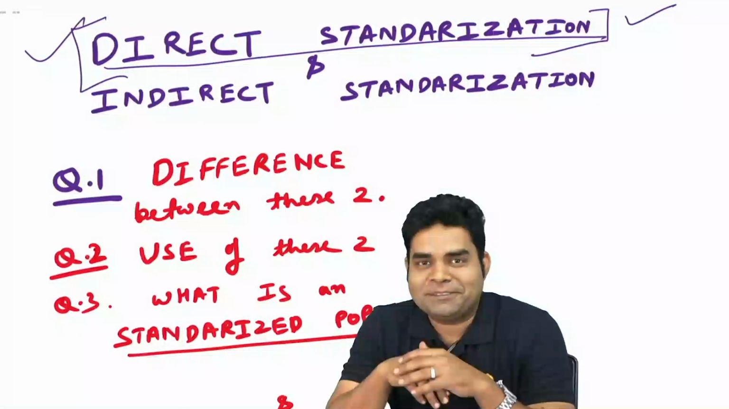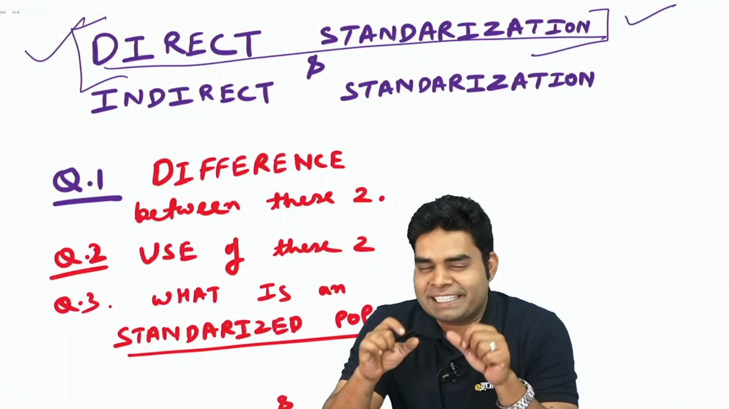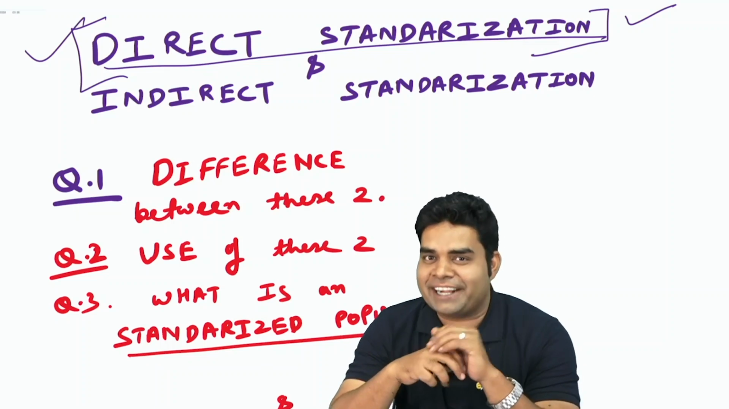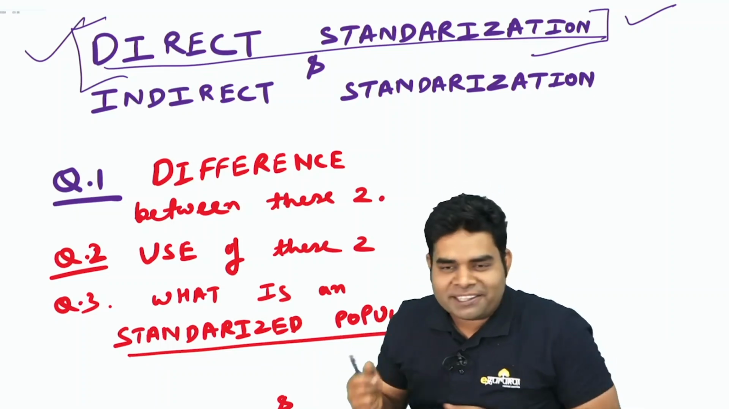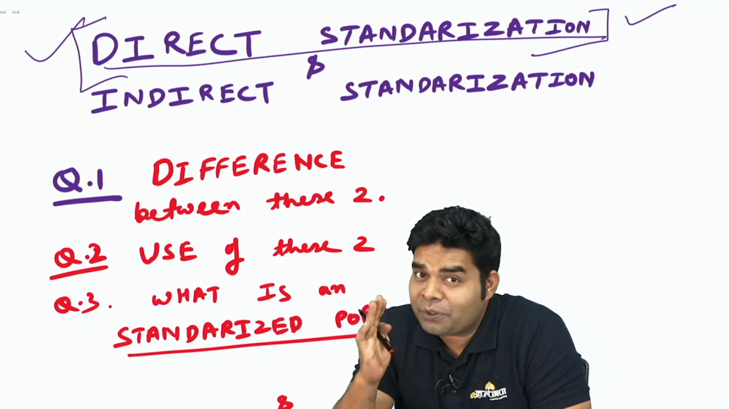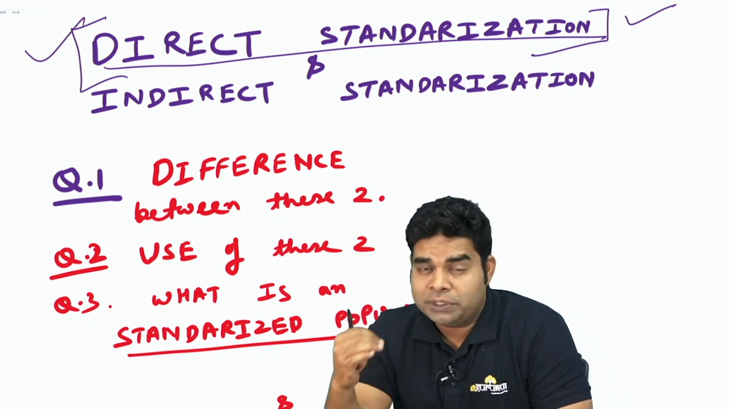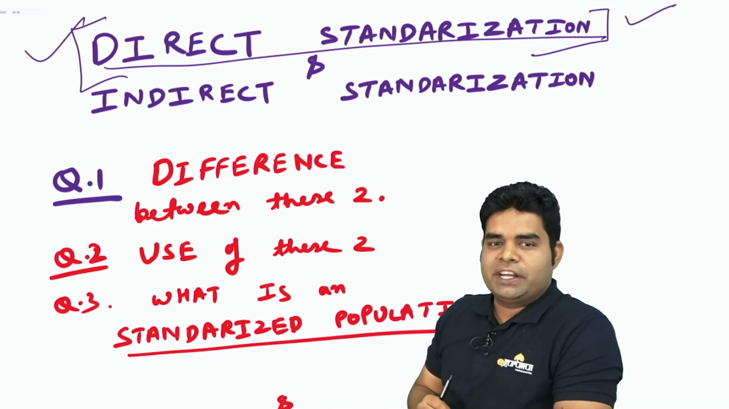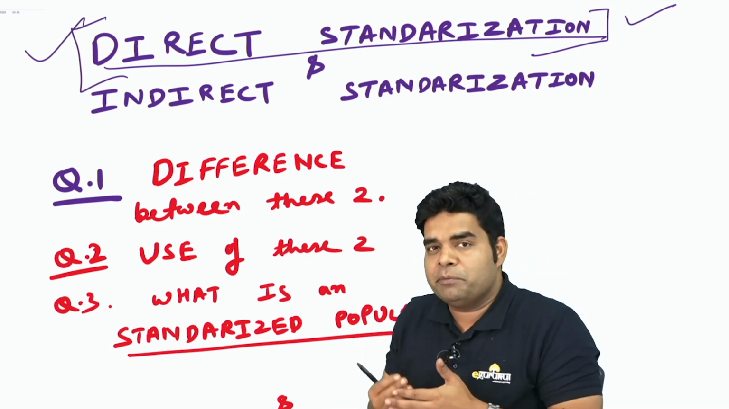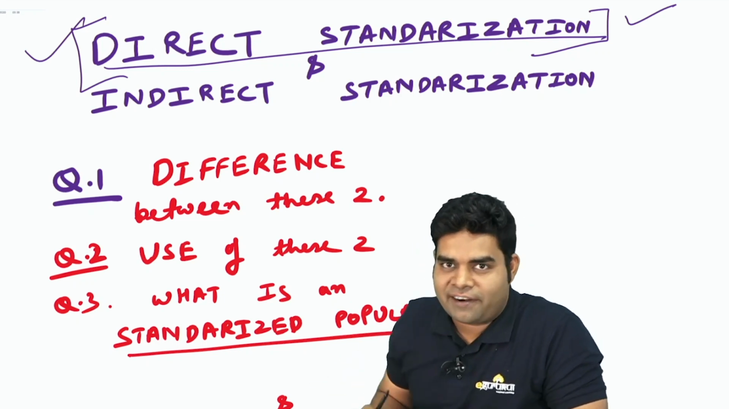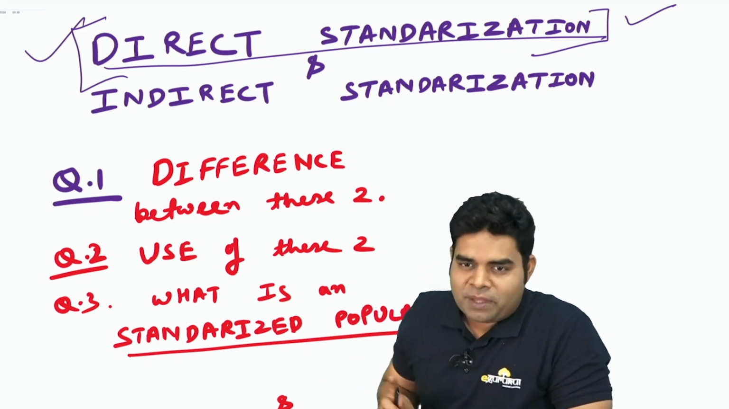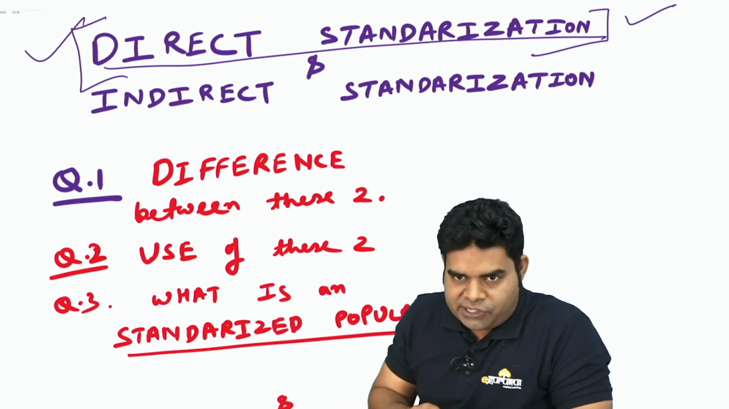Hello, my dear friend. Today we are going to discuss direct and indirect standardization, the so-called very confusing topic of biostat. We will also try to find out the uses of direct and indirect standardization and what we mean by standard population and non-standard population, standardized and non-standardized population. So, let's first talk about direct standardization.